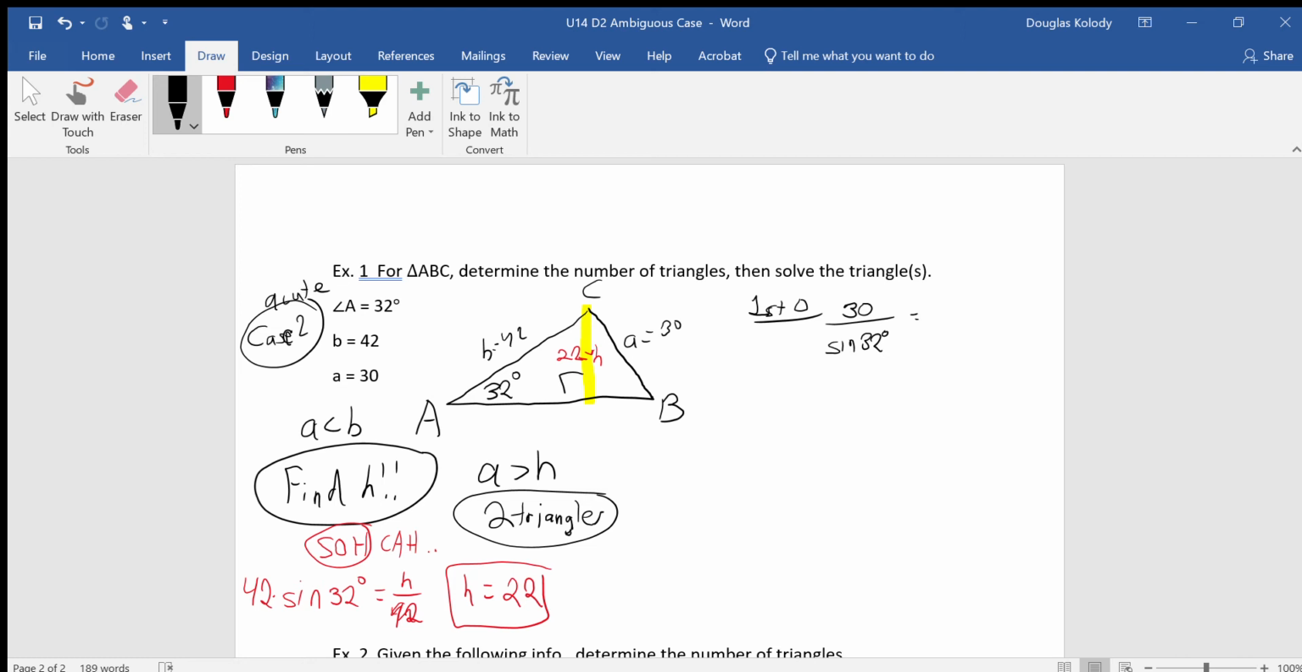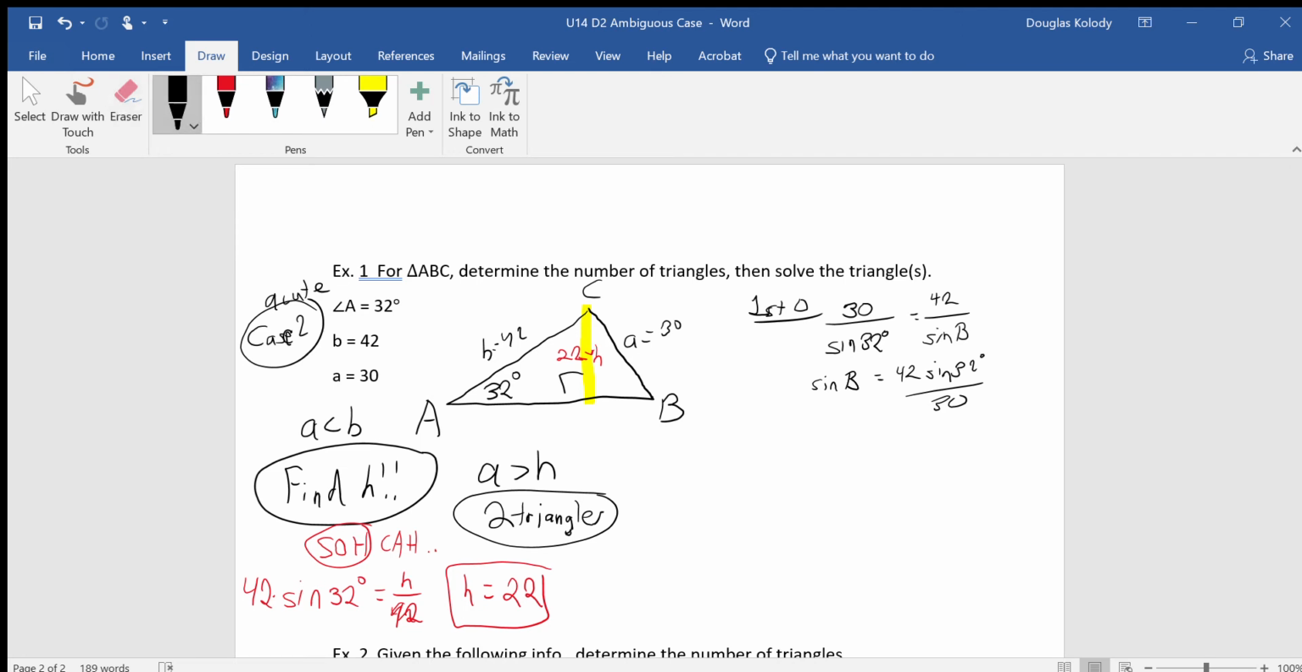Okay, so let's get to it right here. All right, so 30 over the sine of 32 equals, let's find angle B, so 42 over the sine of angle B. So if I cross multiply, I'm going to get 30 times the sine of B equals 42 times the sine of 32. And then I could divide by 30. Great. Magic of the screen. I'm just going to make 30 disappear there.